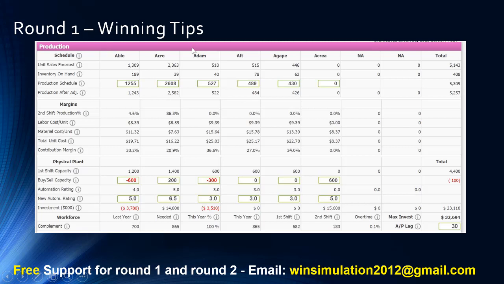Round 1 winning tips for production. Production is also important. We calculate in the marketing, but we need to put that in the production. So this is the real production numbers, right? For production, it looks quite simple, but it's very important because we need to input the production schedule for each product. The first one is traditional, the second low end, the third high end, the fifth performance and size.